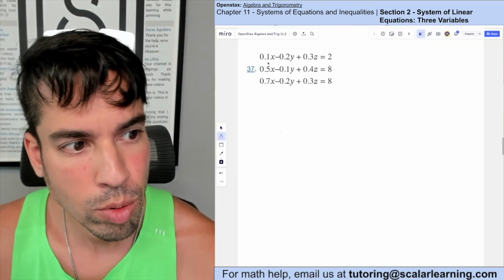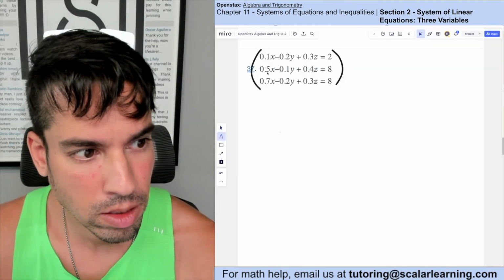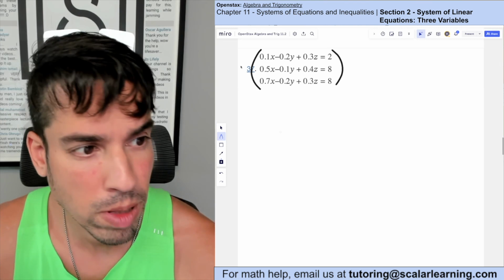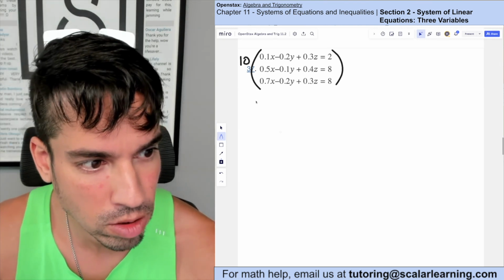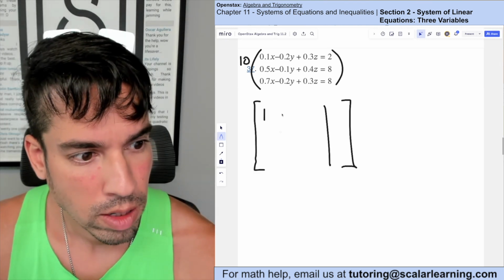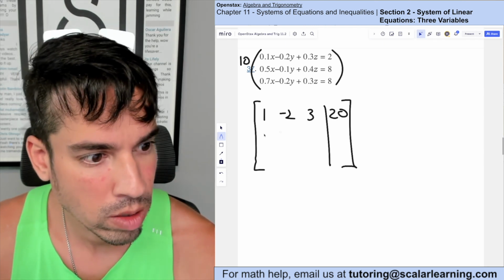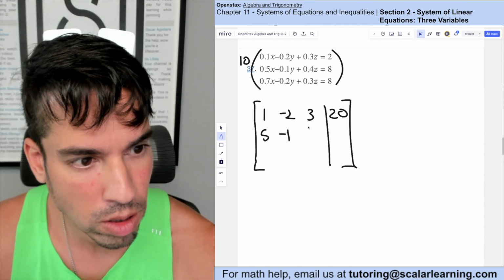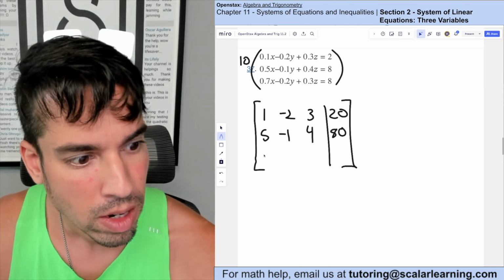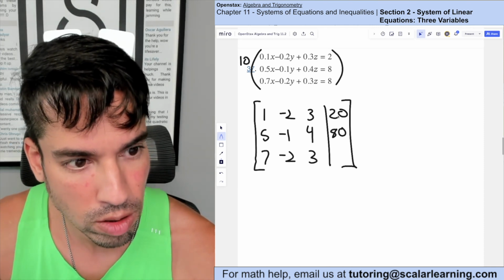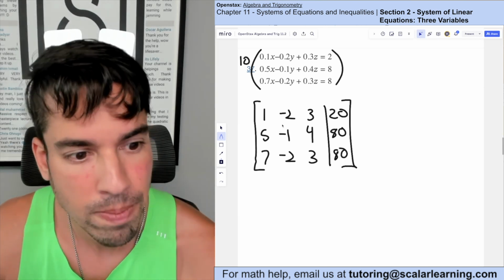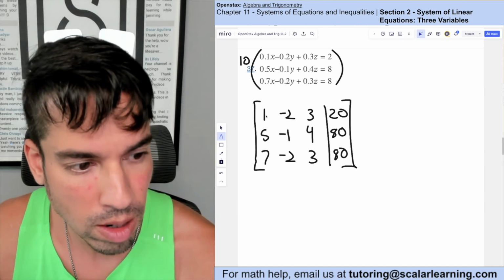Done. So for this one, I'm going to start off by making these numbers a little bit easier. I'm going to start by multiplying every single equation by 10. So let's write that out. So we got 1, negative 2, 3, right? Just basically moving the decimal over by 1, and then that's 20. We got 5, negative 1, 4, and that's going to be 80. And then here we have 7, negative 2, and 3, and that's going to be 80. All right, this is great. Now what I'm going to do is start knocking these out.